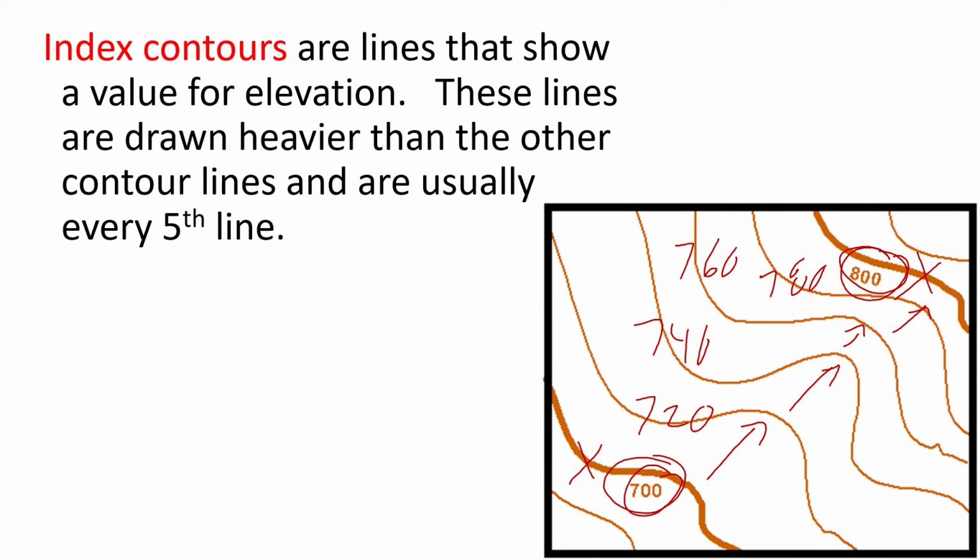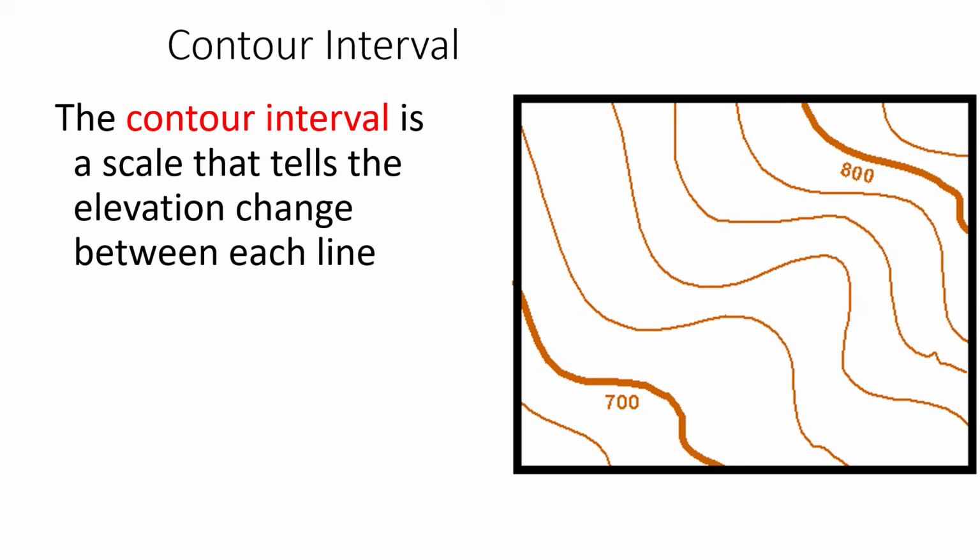But we have to be able to interpret what the lines in between the index contours mean. We also got to have these index contours, because if I didn't have this line here and this line here with a number, I really wouldn't be able to tell what any elevation values are. So what I just described to you was the contour interval. The contour interval is like a scale that tells us what it means going from that line to that line. And I just did it for this particular example.